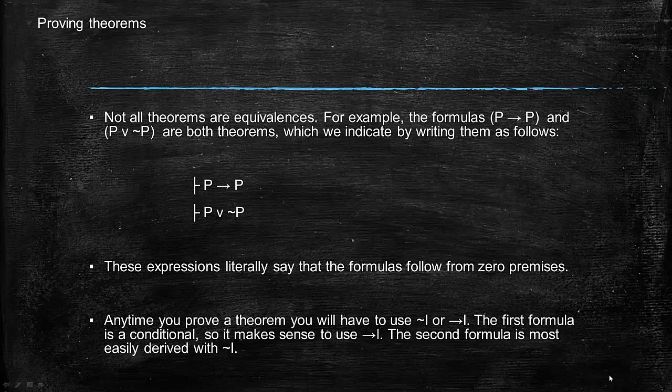Now, how do you prove these things? Well, it's actually really simple. Anytime you prove a theorem, you'll have to use either negation introduction or conditional introduction. So the very first line in the proof is going to be a hypothesis, which you ultimately discharge. And voila, you get a proof without any assumptions. So that's the trick. All right, so let's go ahead and prove those little theorems.